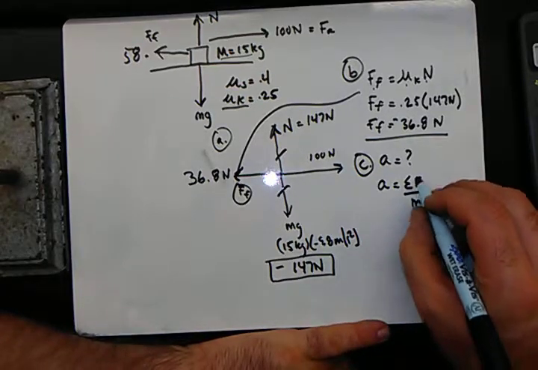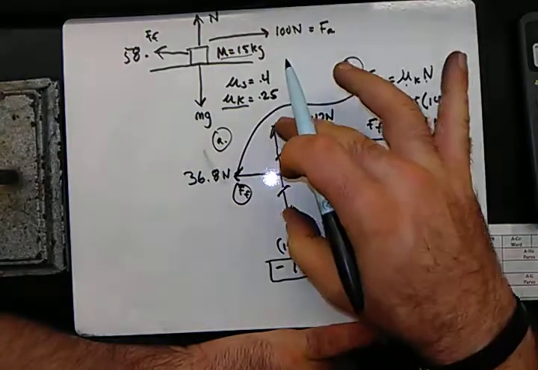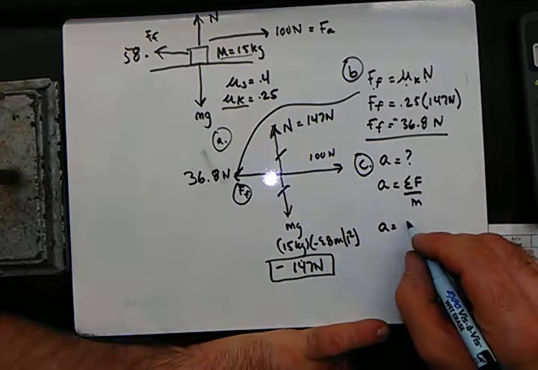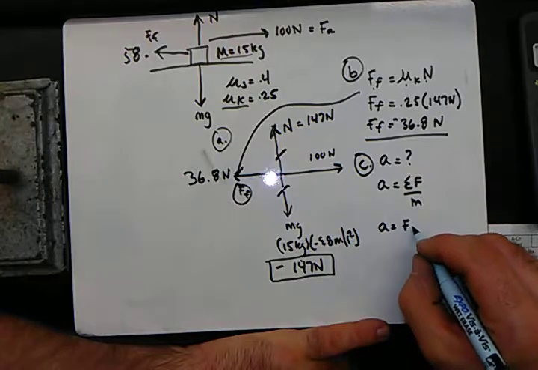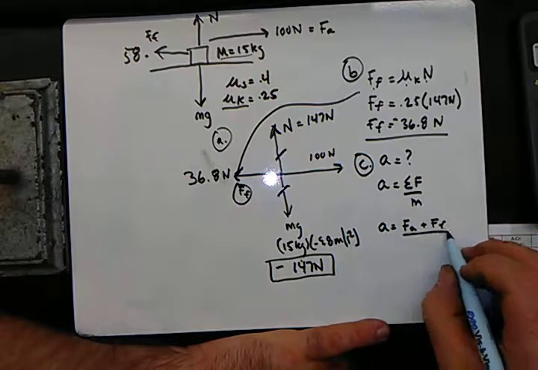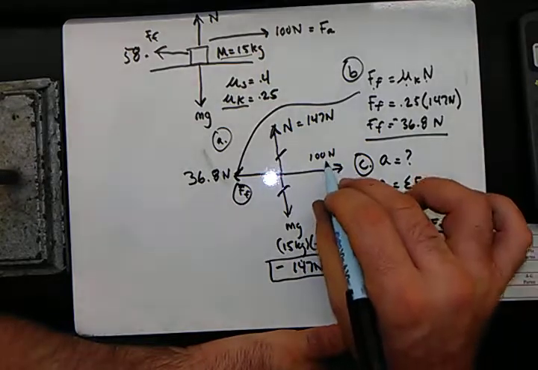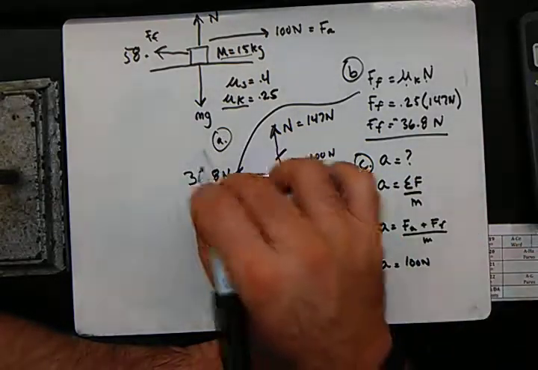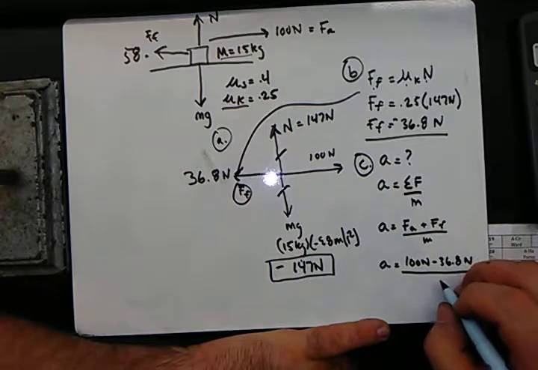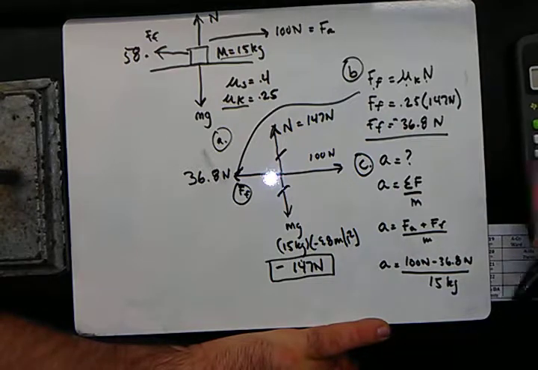Now net force is all the forces added up. So let's figure out what that is. Net force, well, these two cancel. These equal 0. The net force would be force applied plus the force of friction, over mass. Force applied is 100 newtons. That's this one. Force of friction is negative 36.8 newtons. Mass is 15 kilograms. So I'm going to figure out what that acceleration is.